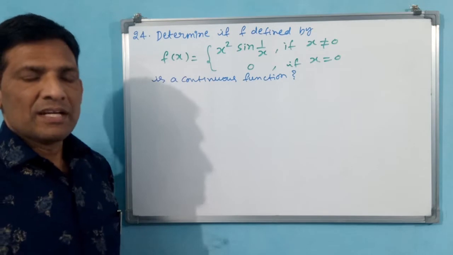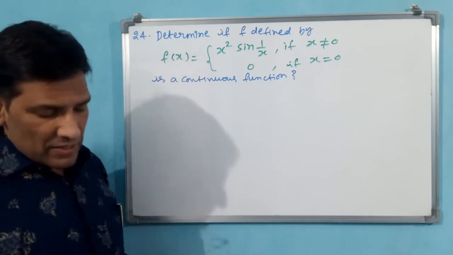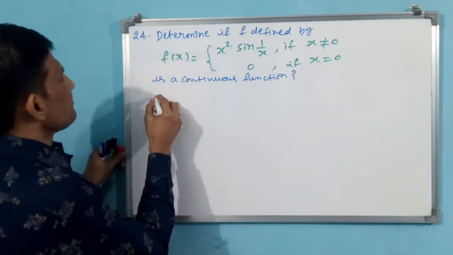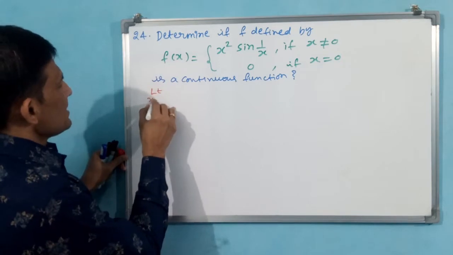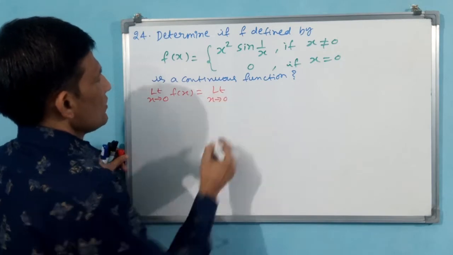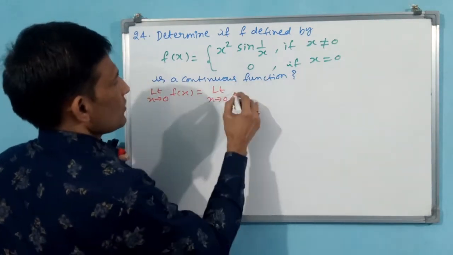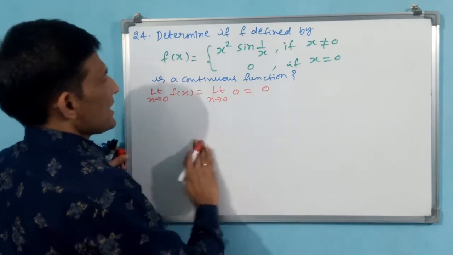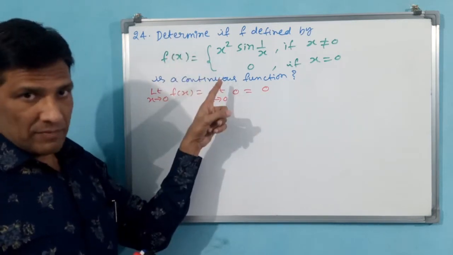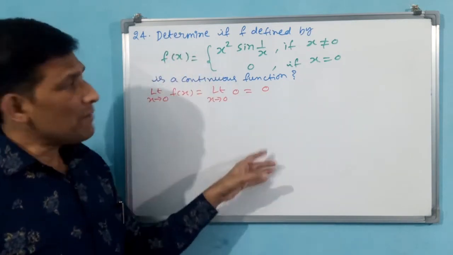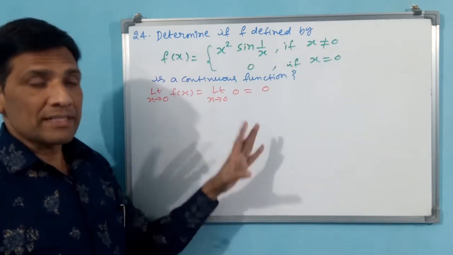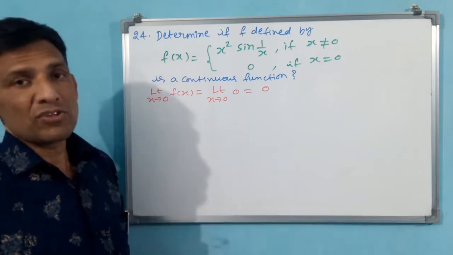Let us find the limit of the function at x equal to 0. Why? Because we know very well that three limits we have to find: main limit, left hand limit, right hand limit. Let us see how I am doing. The main limit, limit x tends to 0 of f of x, means what? At 0, it is 0. The scalar limit has now become 0. Now, for this function to be continuous, the left hand limit and right hand limit both should come 0. If both don't come 0, then we can declare that this function is not continuous.